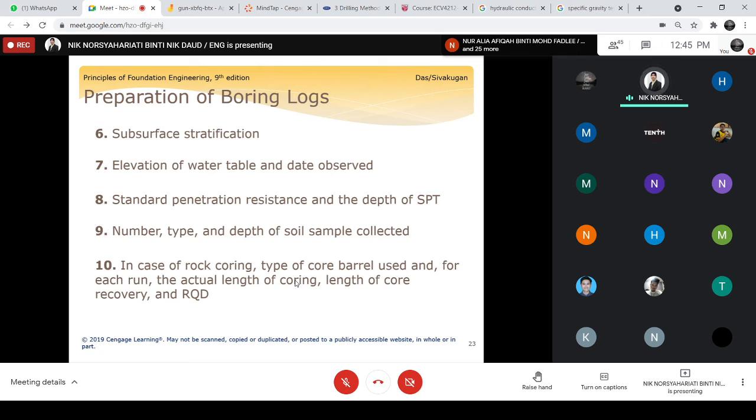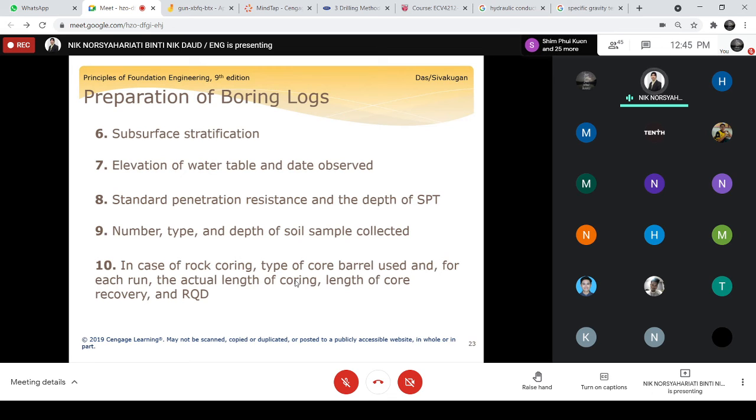Then we have the standard penetration resistance and the depth of the SPT that you carried out at site. Then how many samples you collected and the type of samples, because for some boreholes or some types of soil sampling, you are not strictly limited to only one method. Some you may use SPT, some you may use a different method, like what you heard in your friends' presentations earlier. So different types of sampling methods can also be used in one site.